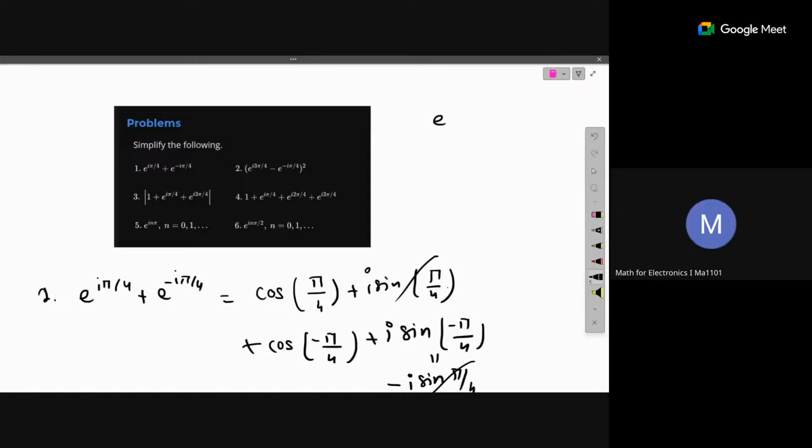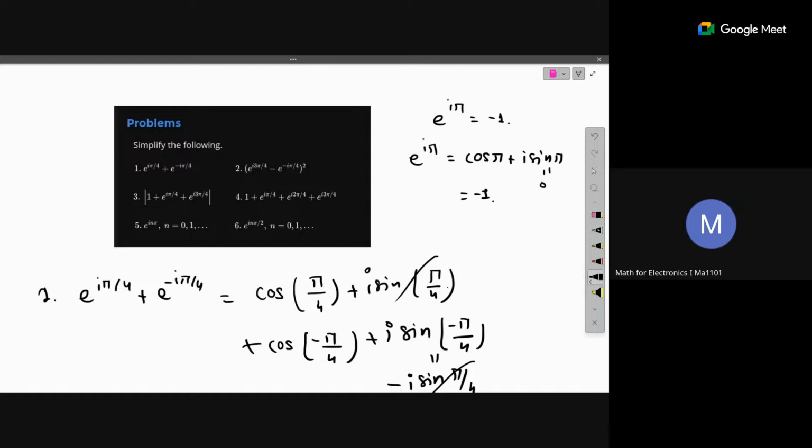Yeah, e to the power iota into pi is minus 1. That's correct. So how can we show that? Here, this is also the same. Just apply the formula. This is the same as cos pi plus iota sin pi. The value of sin pi is 0 and the value of cos pi is minus 1. So that's why it's equal to minus 1.